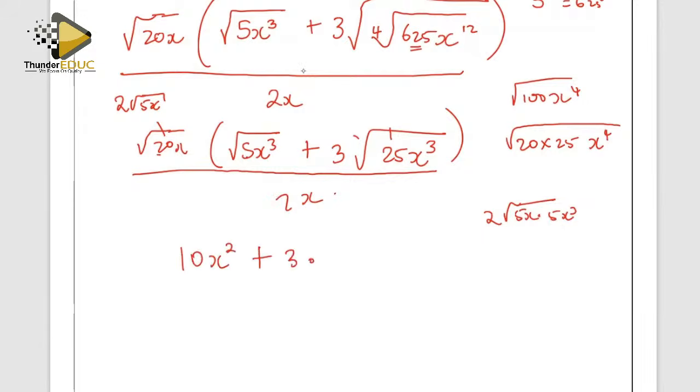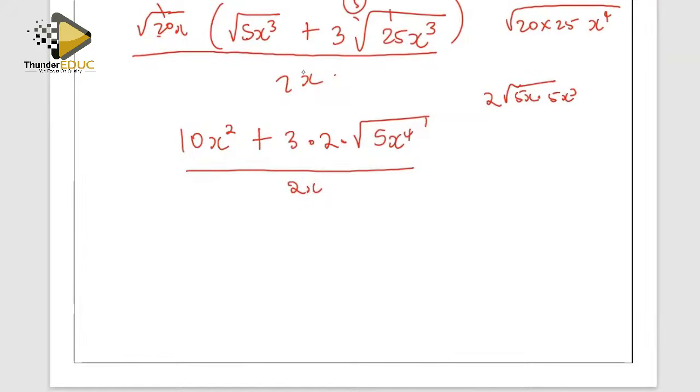Plus, I have 3, now I'm multiplying it by 2, and then we said square root of 25 is just going to give us a 5. Okay, so we are only left with x cubed. So that's going to be 5x to the 4. Whatever I have is going to be over twice x. Then it becomes 10x squared plus 6. This is going to be x squared root of 5 over 2x.